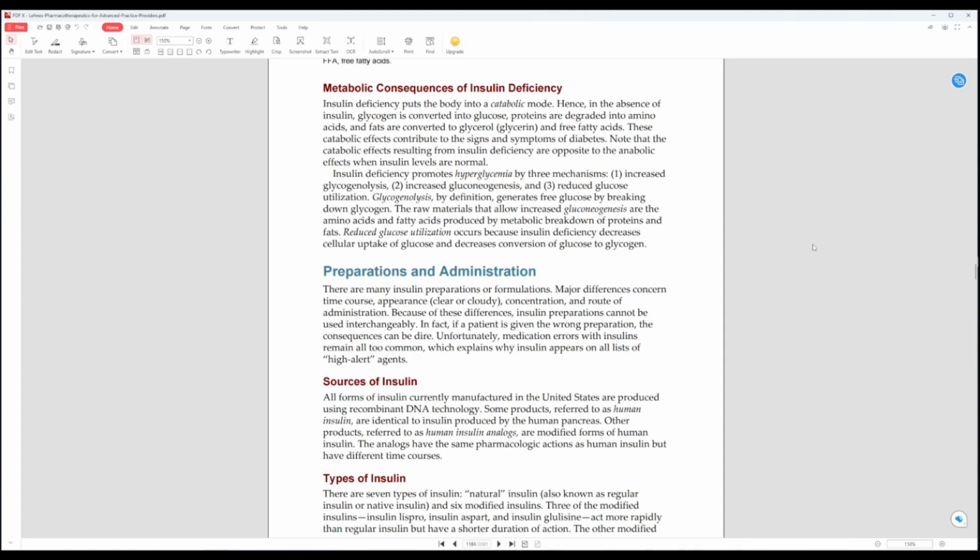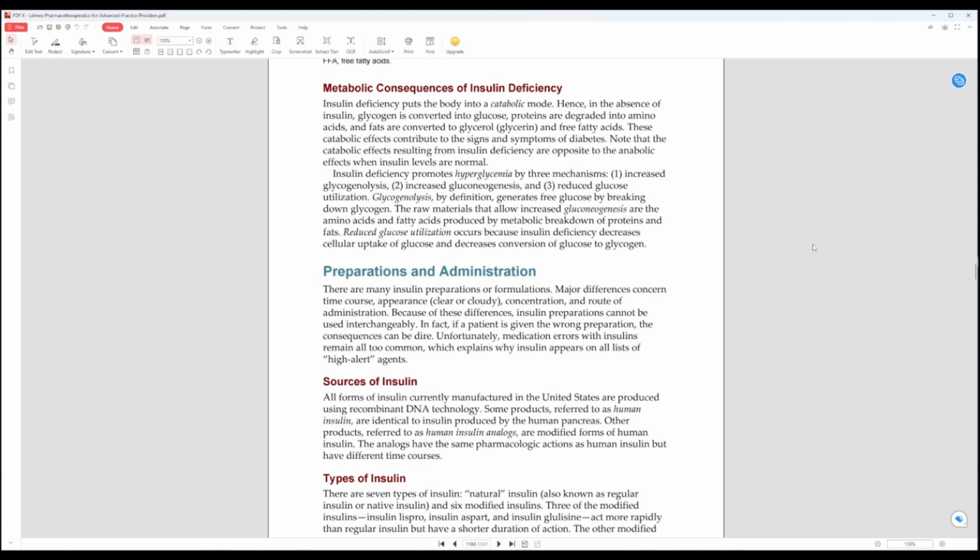Insulin deficiency puts the body into a catabolic mode. Hence, in the absence of insulin, glycogen is converted into glucose. Proteins are degraded into amino acids, and fats are converted into glycerol and free fatty acids. These catabolic effects contribute to the signs and symptoms of diabetes. Note that the catabolic effects resulting from insulin deficiency are opposite to the anabolic effects when insulin levels are normal.